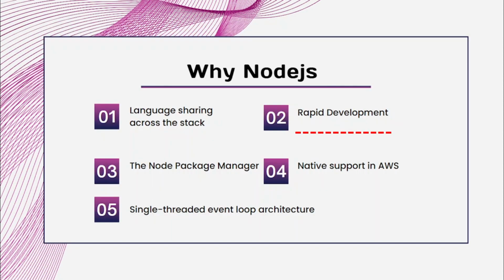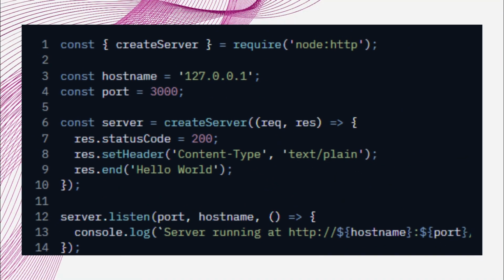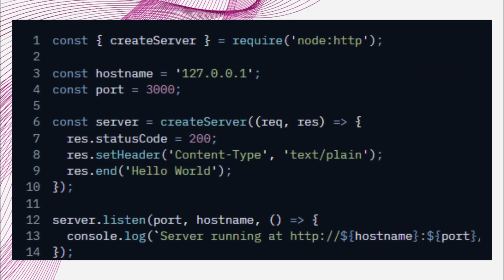The next point I would like to talk about is rapid development. Node.js makes the process of starting development very easy. With a few lines of code, you can get your server up and running.